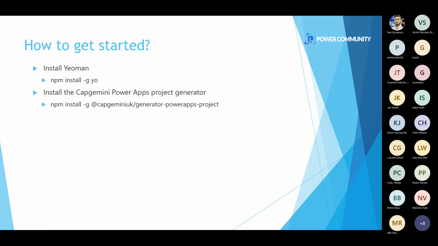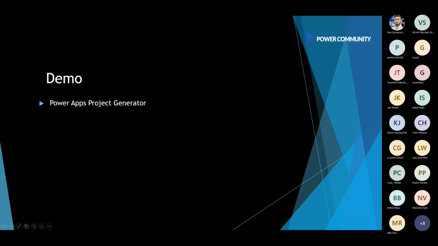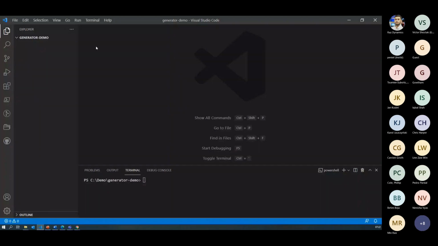Right, so now it is time for the live demo. I have already created and installed the generator, but I'll be starting from the main generator, which will create your IDE configuration files, and we'll start from there. Let me open Visual Studio Code. You see, this is a blank folder now.